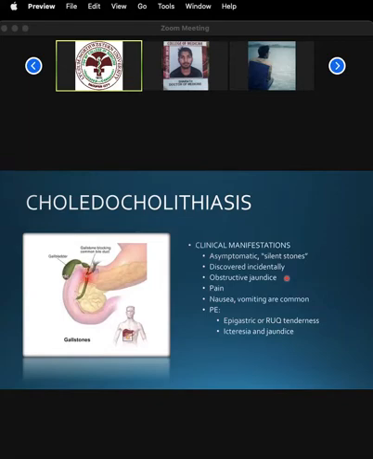Pain is a common symptom, usually biliary colic. It may be intermittent or constant. Patients may also manifest with nausea, vomiting, even anorexia. When you do your physical examination, you may or may not have epigastric or right upper quadrant tenderness. But most of these patients may present with icterus or jaundice. Another thing that you should ask for is the discoloration of the urine. Most of them will present with orange colored or tea colored urine. Okay?